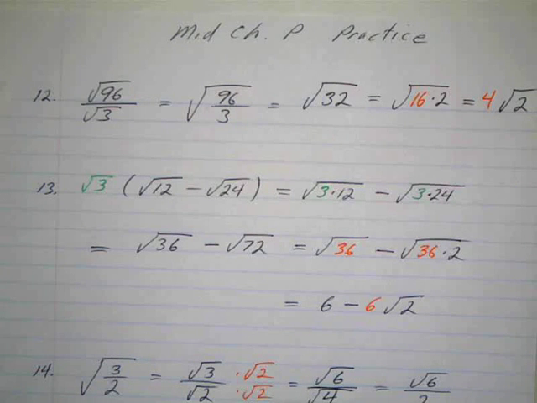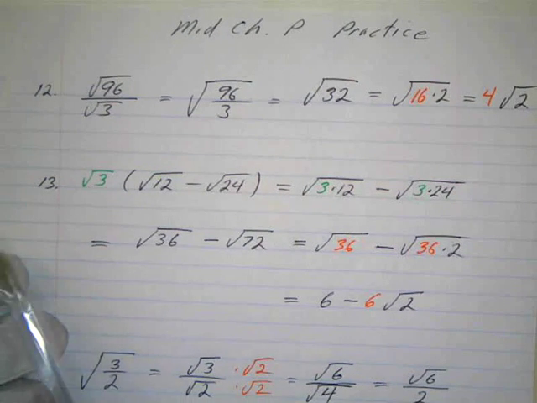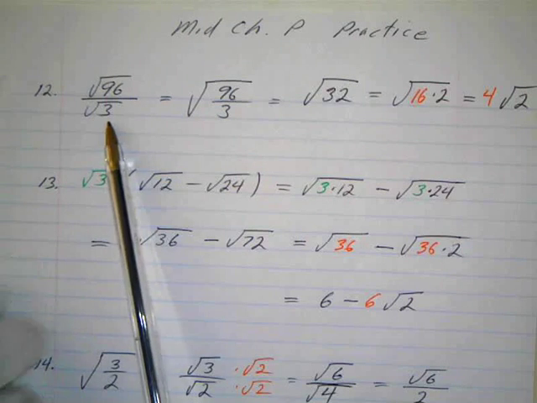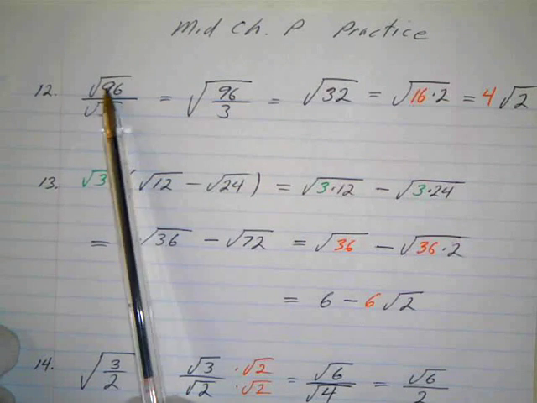Okay, here's some more of the mid-chapter practice problems. Number 12 here. This was off a test that you hopefully downloaded and tried. Okay, we have the square root of 96 over the square root of 3. Now I can look ahead. I know that 3 goes into 96.